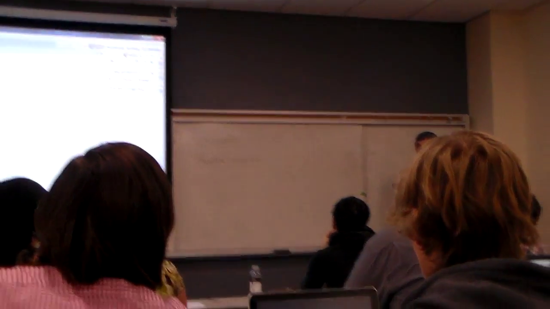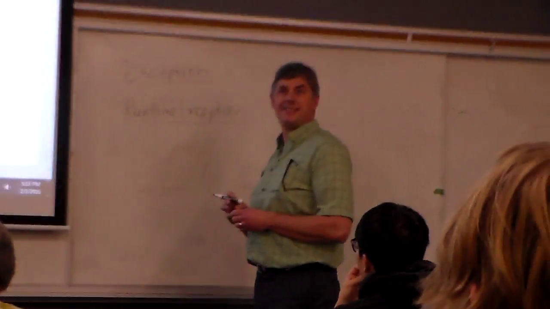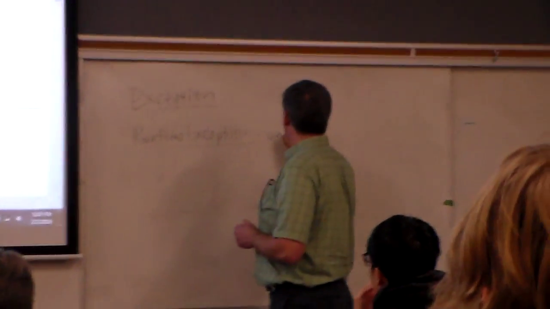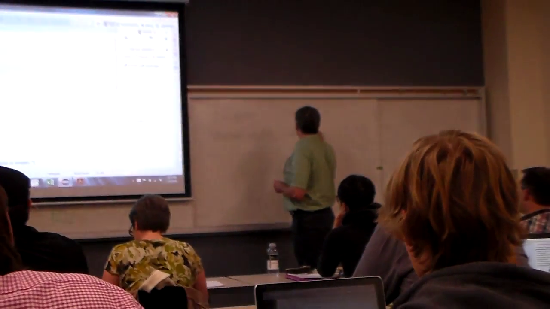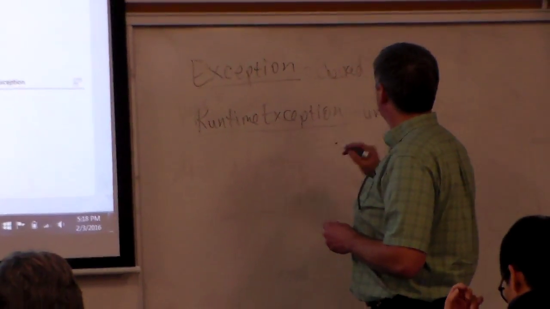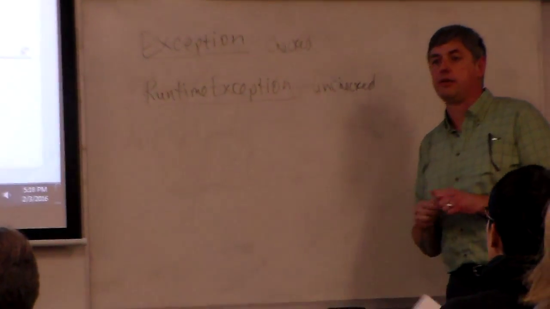The checked ones is, unchecked, I'm just reading from my notes. Unchecked are runtime errors, so you need to fix those. Right. And then the checked ones are not runtime, so that's when you use a catch block or a call to throws. Yes, that. We'll look at that here in a second, okay?